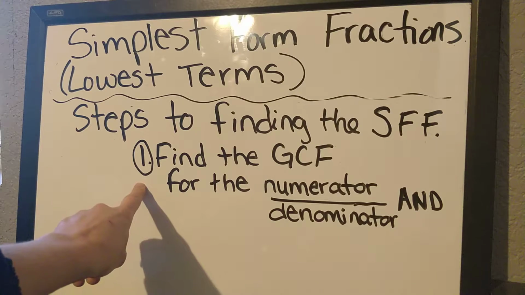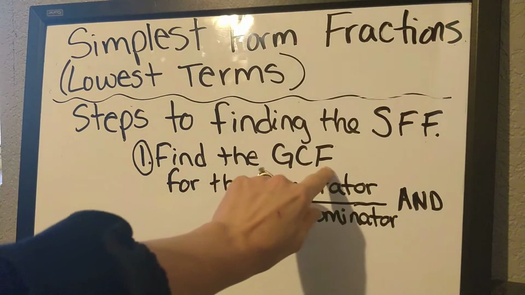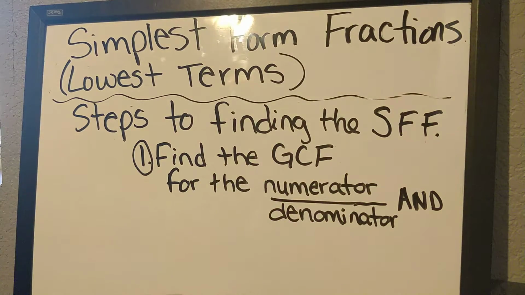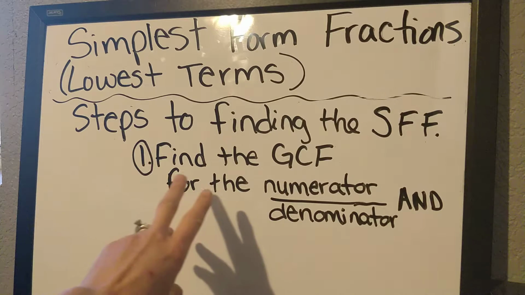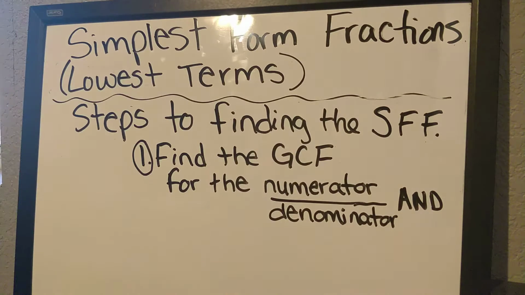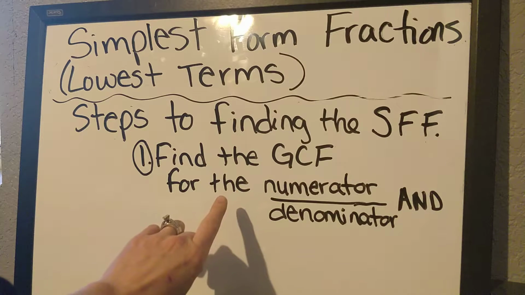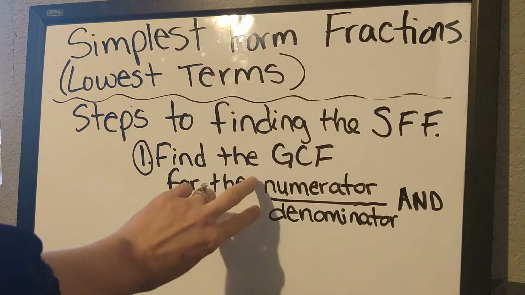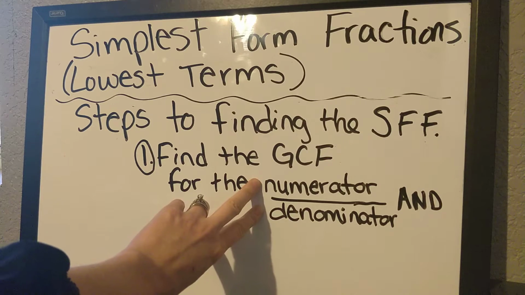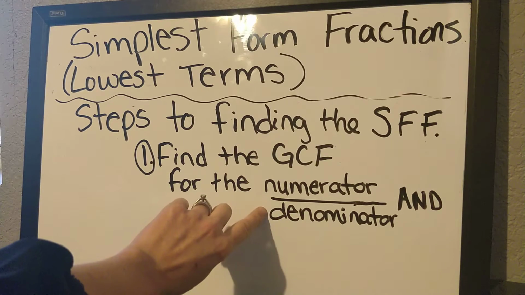First, you're going to have to know how to find a GCF between two numbers. If you're not sure how to do that, see my other video called the GCF Challenge. To find the GCF, you are going to need to list all the factors for both your numerator and your denominator.